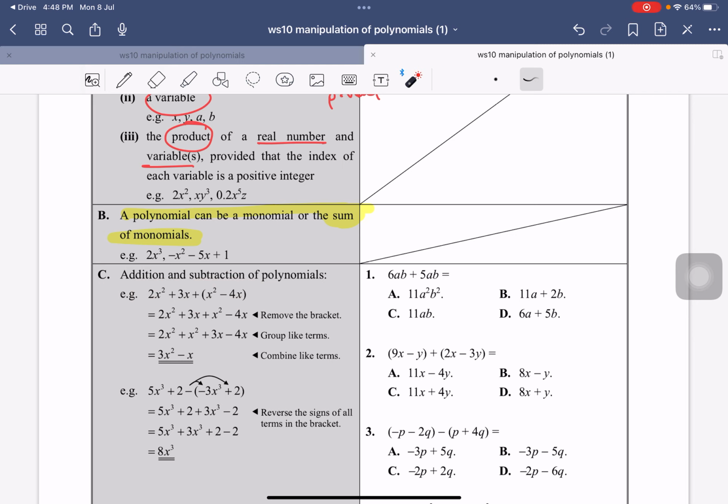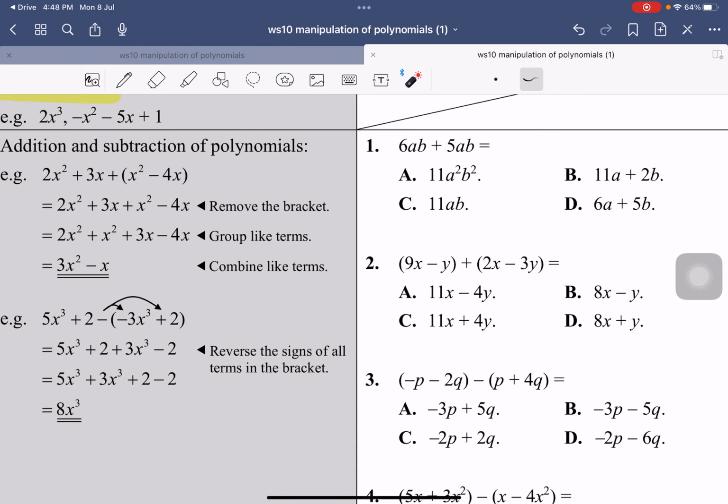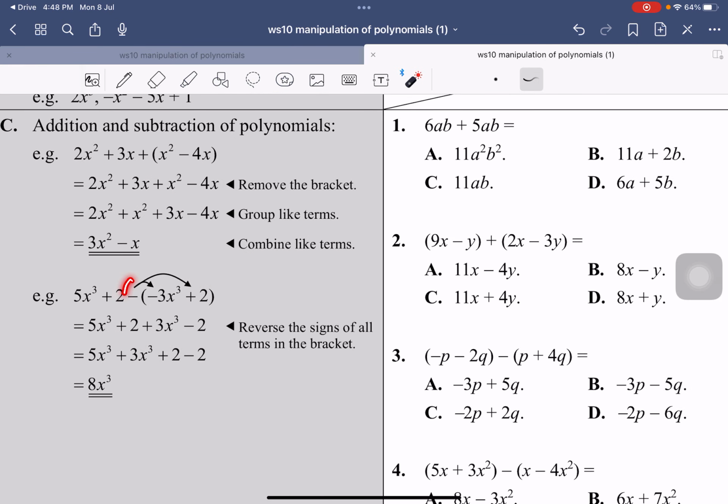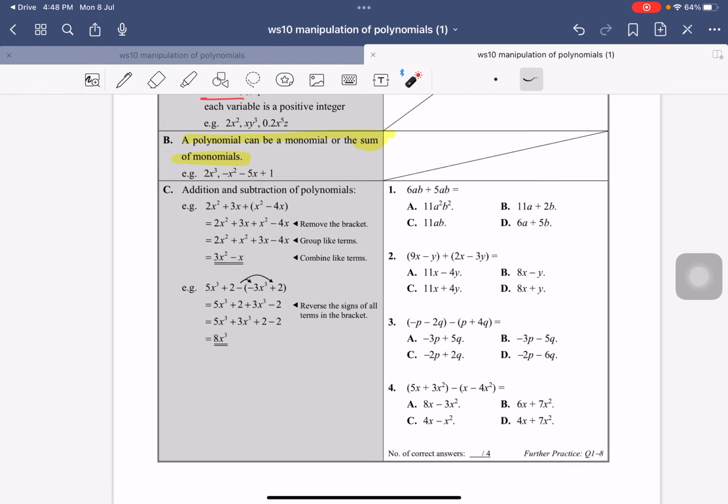If the sign in front of the bracket is positive, then the signs inside do not need to change anything. If the sign in front of the bracket is negative, then we should change all of the signs inside the bracket. You can see from here, negative changes to positive, positive changes to negative. That's the first thing we need to know: if outside the bracket is a negative, then we need to change the signs. Okay, so that's for this chapter.